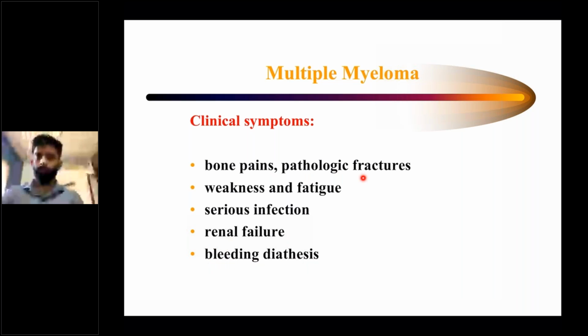So bone pains, pathological fractures because of plasma cell proliferation in the bone marrow, leading to osteolytic lesions, weakness and fatigue because of cancer cachexia, serious infection because of neutropenia, renal failure because of deposition of calcium, and bleeding diathesis because of thrombocytopenia. These are the common clinical symptoms of multiple myeloma.